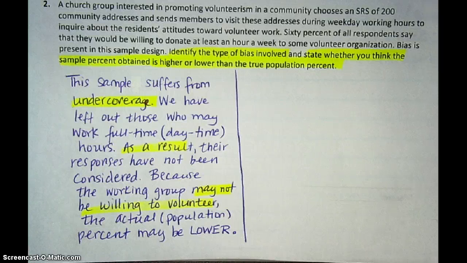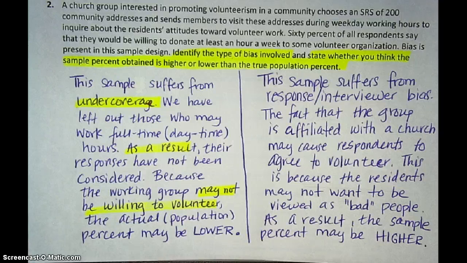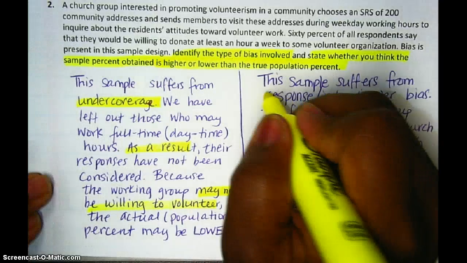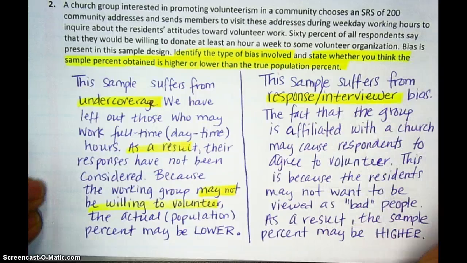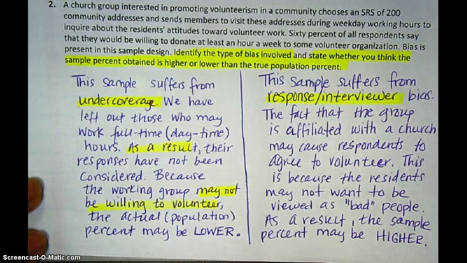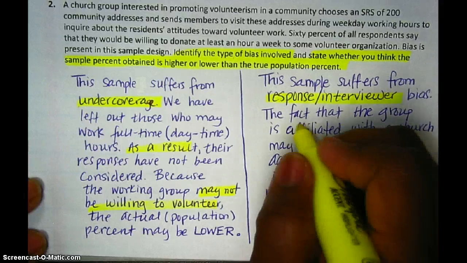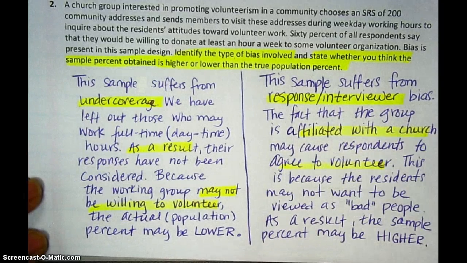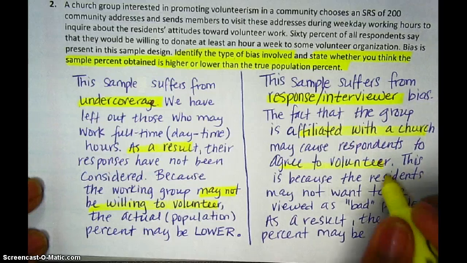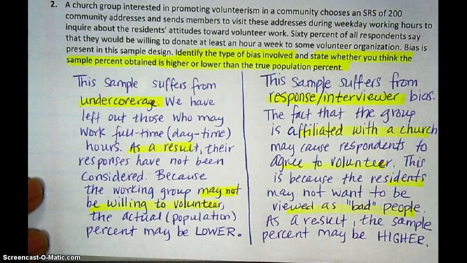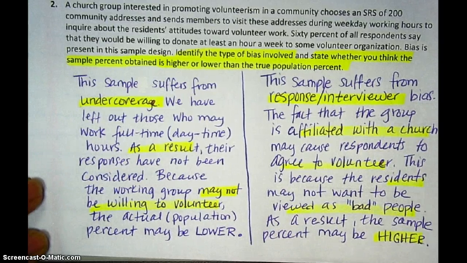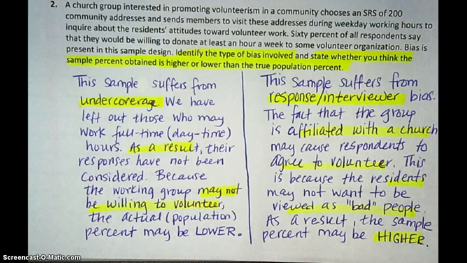So let's take a look at how we could word that one. Okay, same idea. This sample suffers from, you could have addressed it as response bias or interviewer bias. The fact that the group is affiliated with the church may cause respondents to agree to volunteer. This is because the residents may not want to be viewed as bad people. As a result, the sample percent may be higher than that of the population.